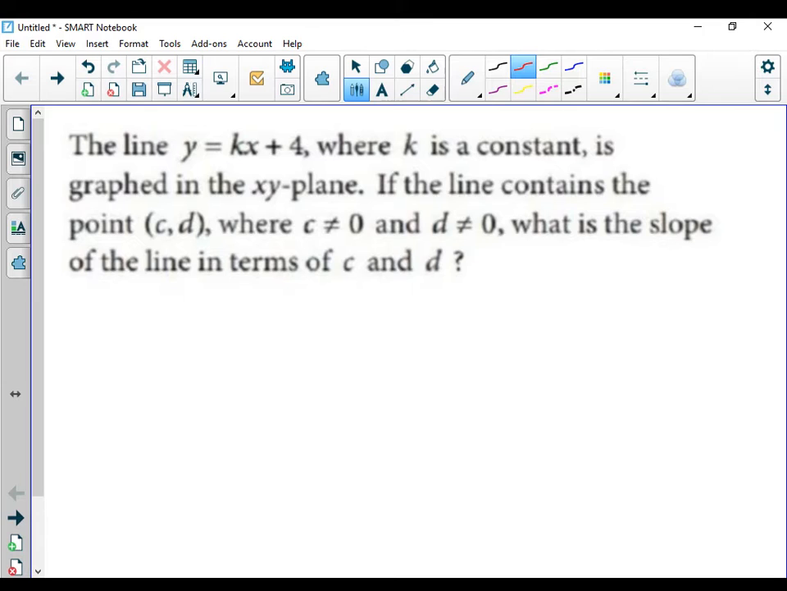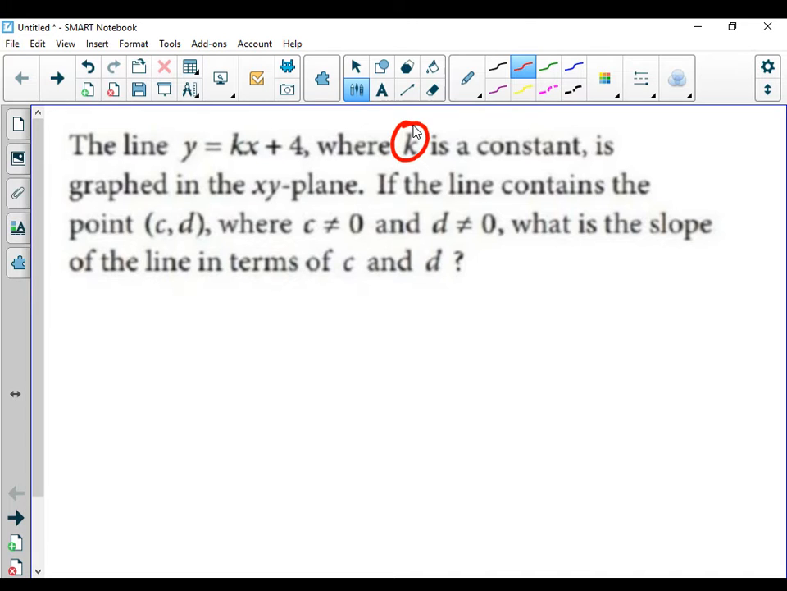But this was one of the problems that you had where they said the line y equals kx plus 4, where k is the constant, which k is actually the slope in this case, is graphed in an xy plane. If the line contains the point (c, d), where neither one of those is equal to 0, what's the slope of the line in terms of c and d? So really what they're asking us to do is solve for k.